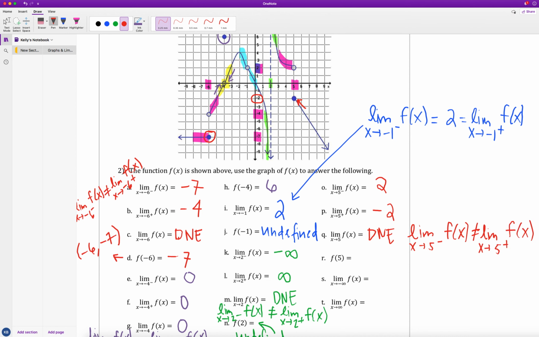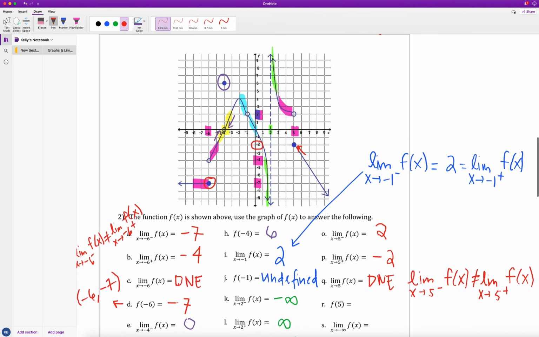Now part R is asking us for f of 5, so again, we're not dealing with a left, a right, or a limit at all. We're just paying attention to where is the function defined when x equals 5, or from a graph perspective, where's the filled in circle? So on our graph, when x equals 5, at 2, although the limit's approaching here, it's approaching an open circle.